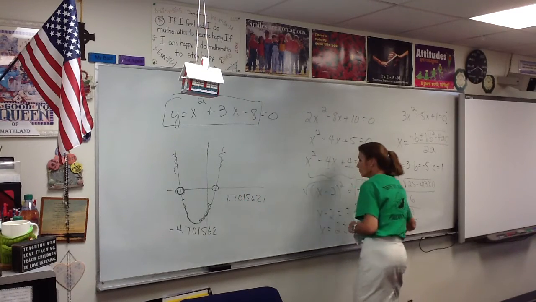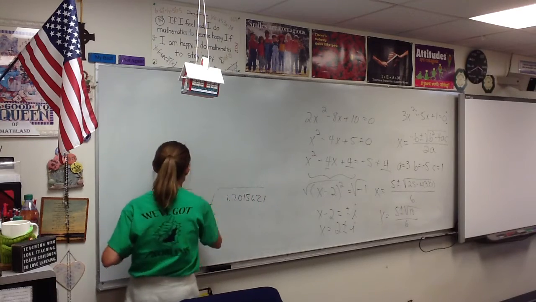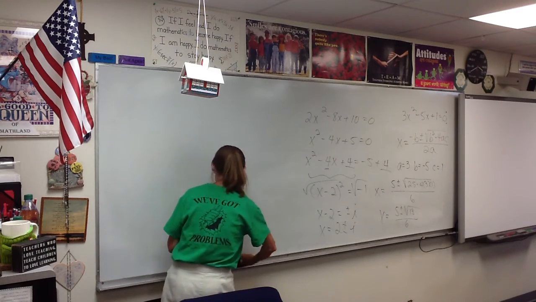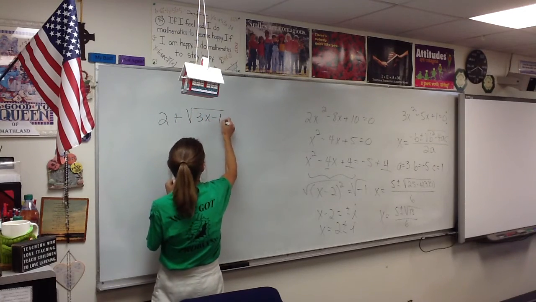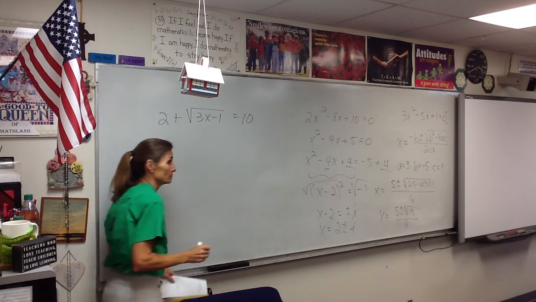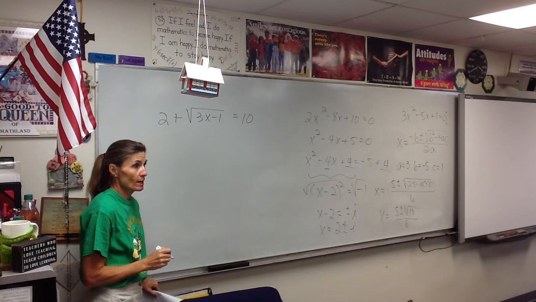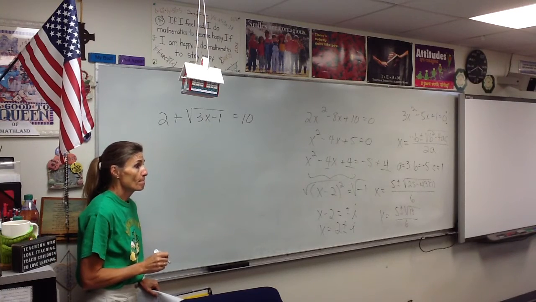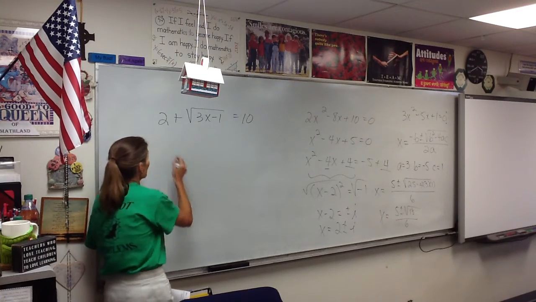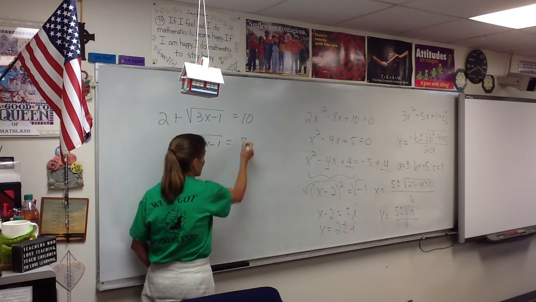And then number 4. This is what we just did yesterday. Who remembers from yesterday what we do? Erica? You have to move the 2 over. You do. So we're going to subtract 2 from both sides, and that will give us 8 over here.